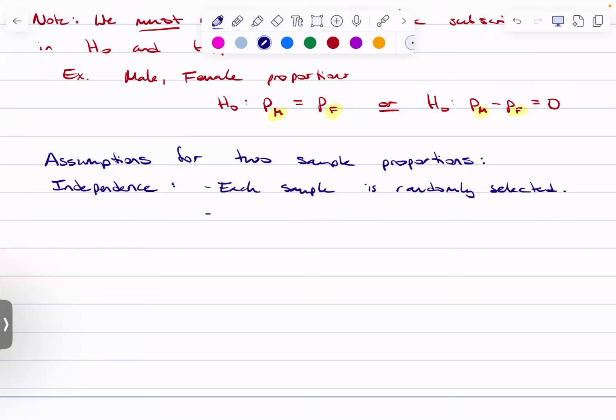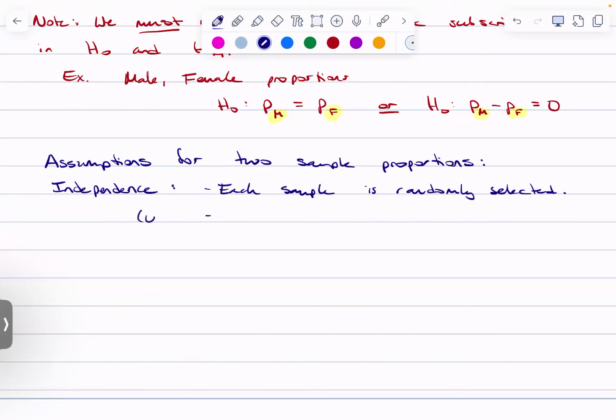We have the n less than 10% condition, right? And so this one is optional and I'm going to start ignoring it, but technically true. N1 has to be less than 10% of population 1 and N2 has to be less than 10% of population 2.